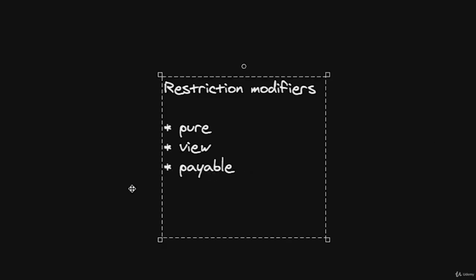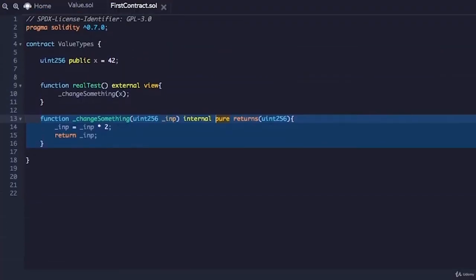And then there is this payable modifier, which when added, a function can actually receive ether. In Remix, if we see a payable function, it will show up as red instead of just blue and orange, like what we see here. It'll show up right here. I don't have an example now, but we'll come across one.